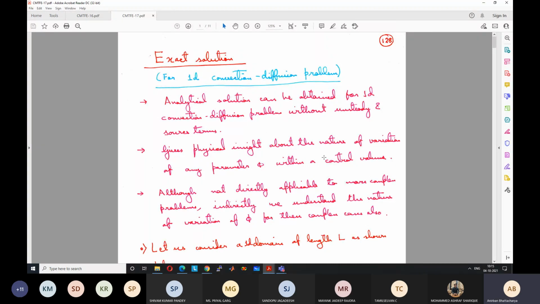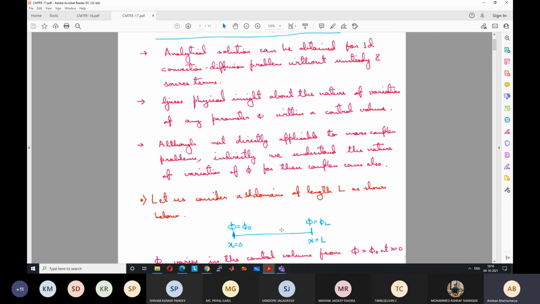But if it is a 1D problem with source term or unsteady term, or if it is a 2D or 3D problem, it is not exactly correct, but it will still give us a very accurate description of the variation of phi that happens. Although not directly applicable to more complex problems, indirectly we can understand the nature of variation of phi for other types of complex cases also.